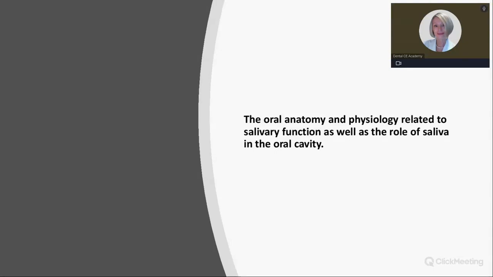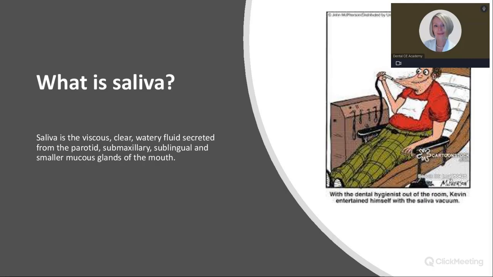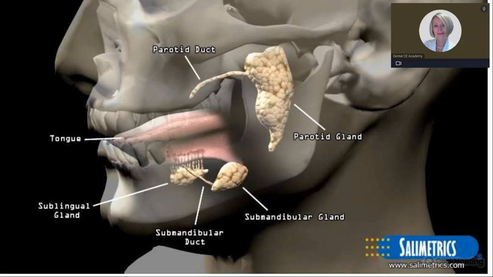Okay, oral anatomy and physiology related to salivary function, as well as the role of saliva in the oral cavity. And oral glandular tissue embryologic development here begins at about 6 weeks gestation and is completed by about the 12th week, and that glandular tissue just continues to grow and enlarge until birth. Saliva, defined as the viscous, clear, watery fluid secreted from the parotid, submaxillary, sublingual, and smaller mucous glands of the mouth. I always say it's something we take for granted until we don't have enough, and then it can be pretty miserable.